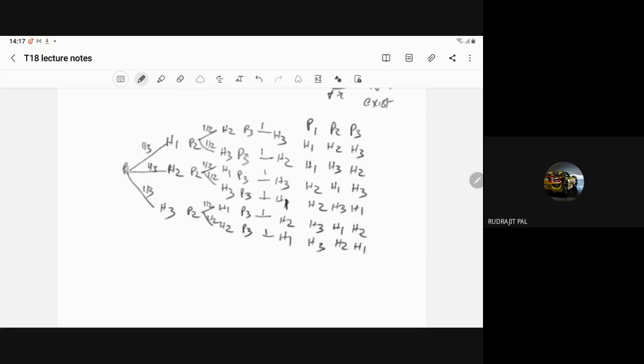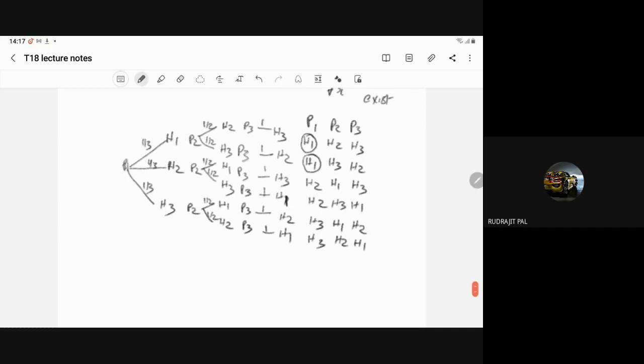It means if person 1 is selecting hat 1, then his selection is correct. If person 2 is selecting hat 2, then his selection is correct. If person 3 is selecting hat 3, then his selection is correct, right? And for this, probability is how much? 1 by 3 into 1 by 2, that is 1 by 6, for each outcome.